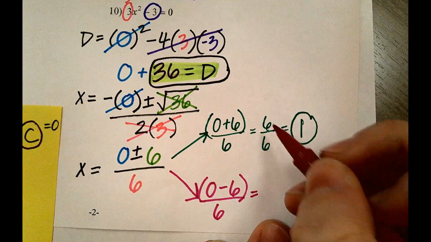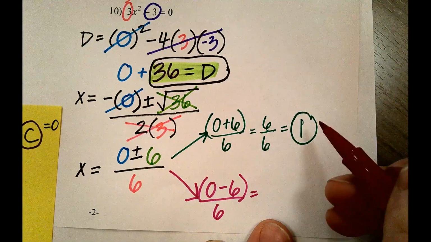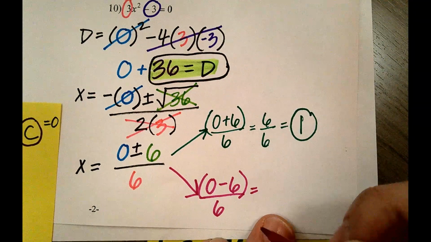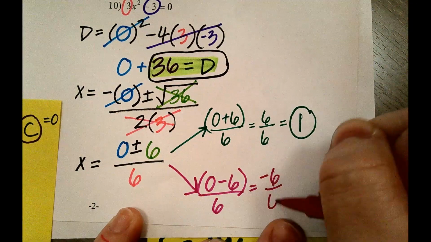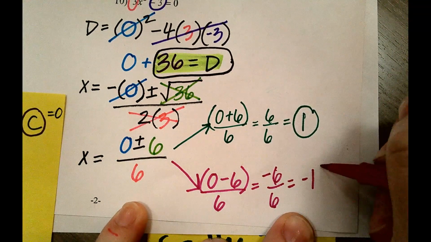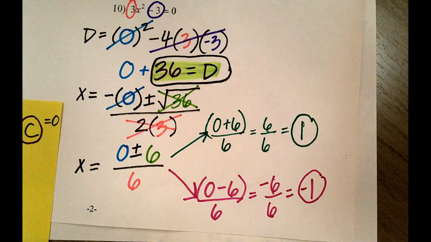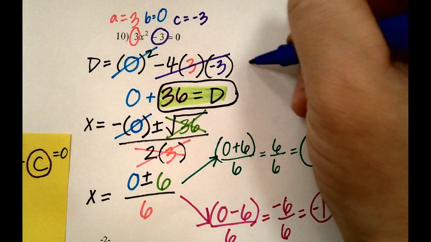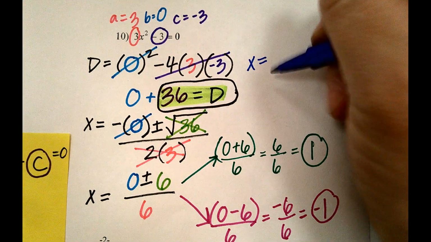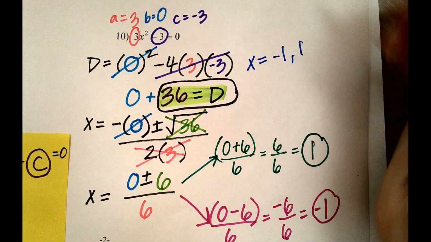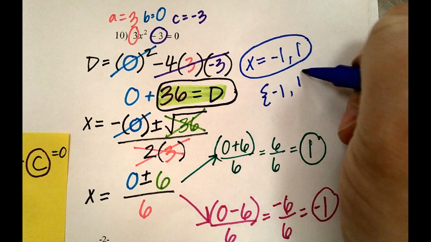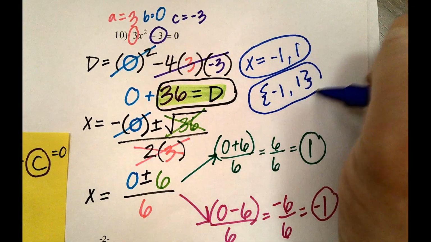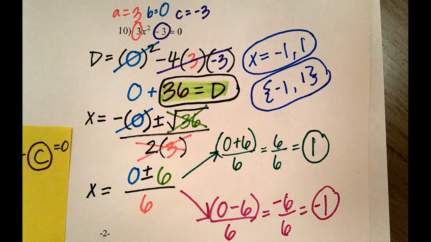So we end up with our positive 6 over 6, which is 1. Then you do 0 minus 6. That does give you the negative 6 over 6, which is just negative 1. That's our answer. So I'm going to write my answers in one place. X equals negative 1 and positive 1. There we go.